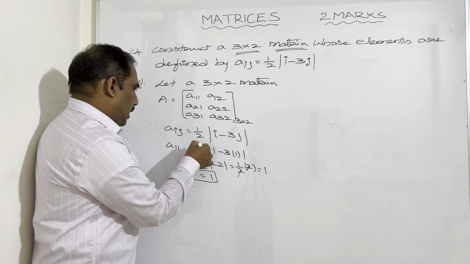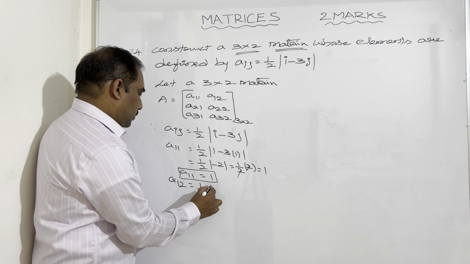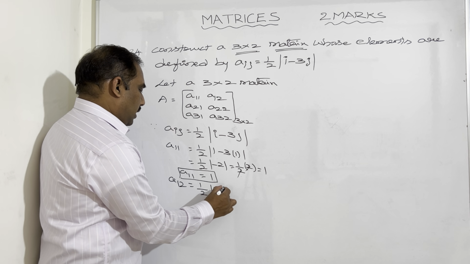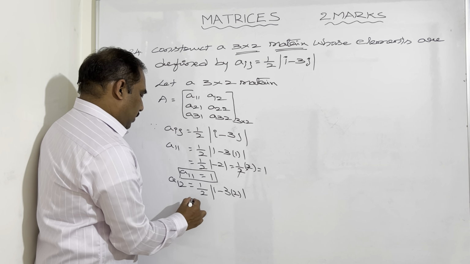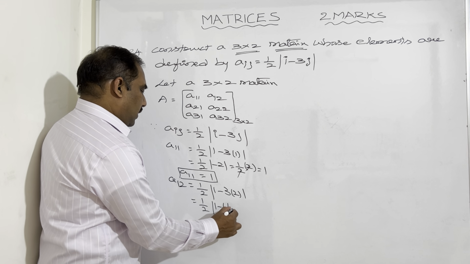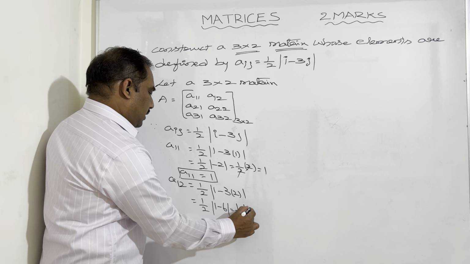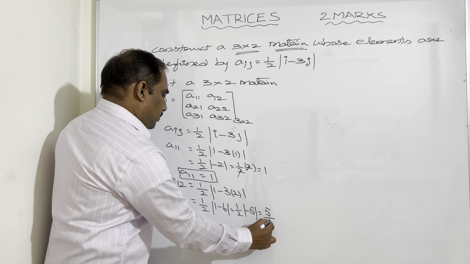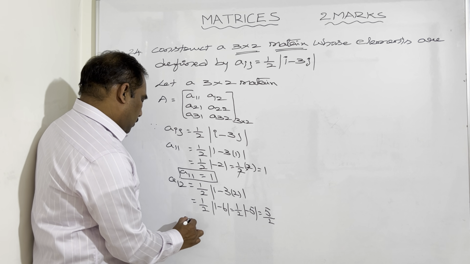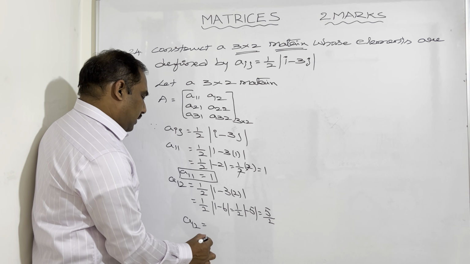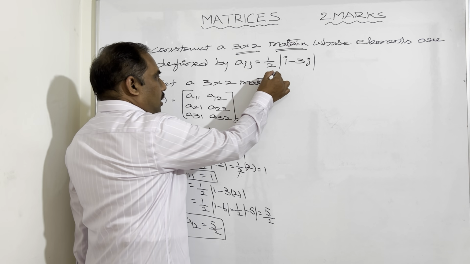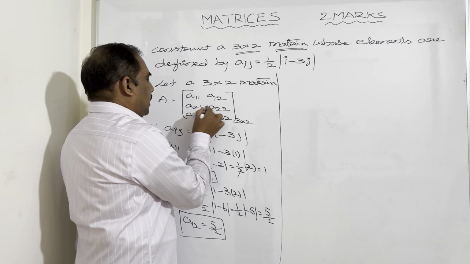So similarly A12, first row, second column element I am finding. Same condition, considering 1 by 2 into modulus of, now i is equal to 1, j is equal to 2, 1 minus 3 into 2. So now we get 1 by 2 into, so here 1 minus 6. So this is 1 by 2 into modulus of minus 5, which is equal to plus 5 only. So that's why 5 into 1 by 2, 5 by 2. So now A12 element is equal to 5 by 2. So keep aside.